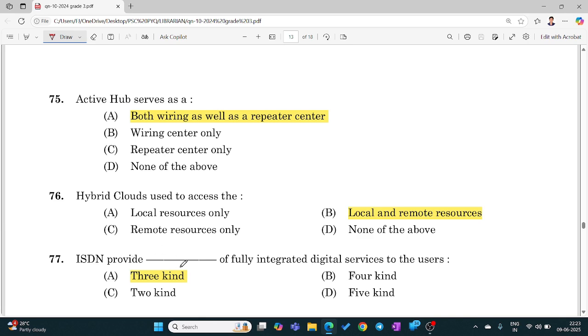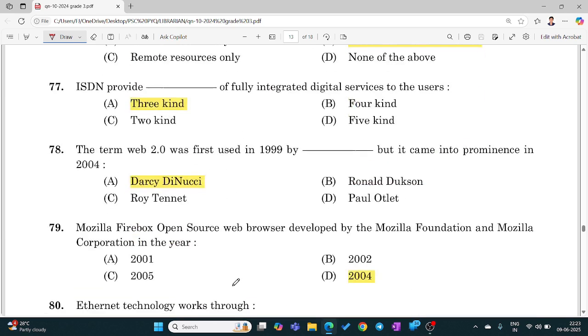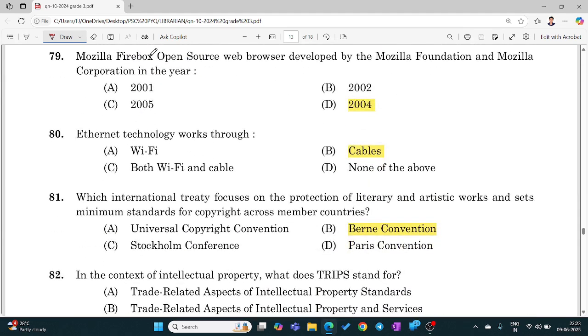ISDN provides three kinds of fully integrated digital services to the users. Mozilla Firefox is an open source web browser developed by the Mozilla Foundation and Mozilla Corporation in the year 2004. Ethernet technology works through cables.